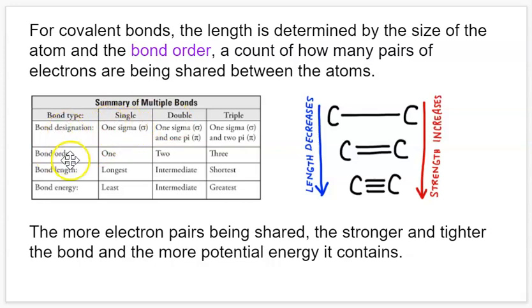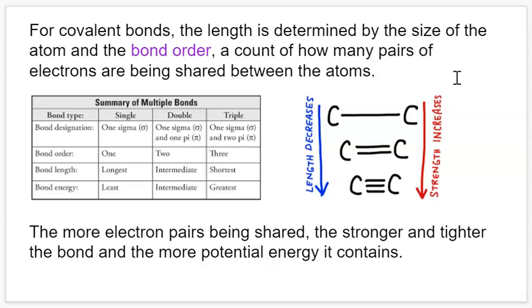But for bond order, single bonds are considered to be a bond order of 1, double is 2, triple is 3. And the length associated with this, that with a single bond, that's the longest type of bond. And you can see that in this image here. And as we get 2 and then 3 bonds, this length sort of shortens.